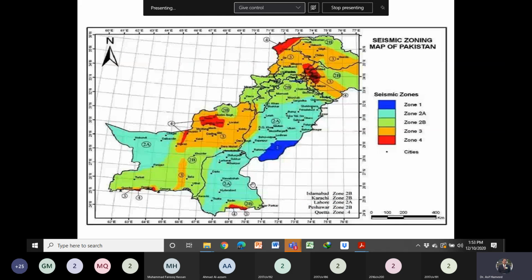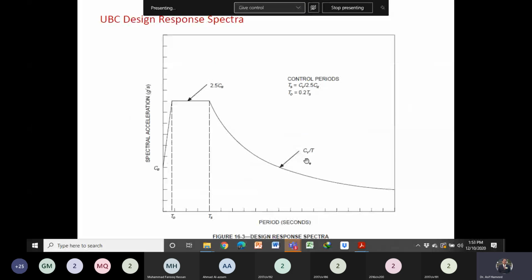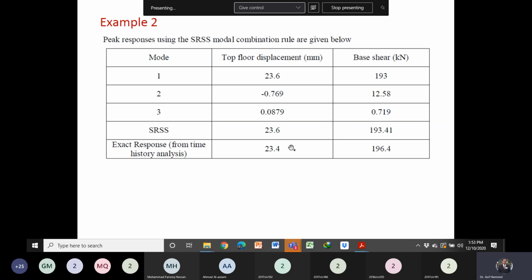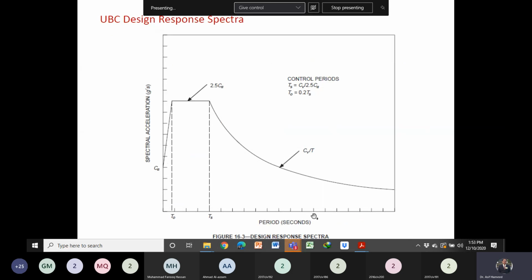Okay. Once we have the value of CA and CV, we can plot this graph. And later on, we can use this graph to calculate the spectral acceleration. So we have only one response spectrum. If we have to calculate the base shear, or the top floor displacement, you need the spectral displacement. But we have the response spectrum of time period versus spectral acceleration. We don't have the response spectrum of time period versus spectral displacement.